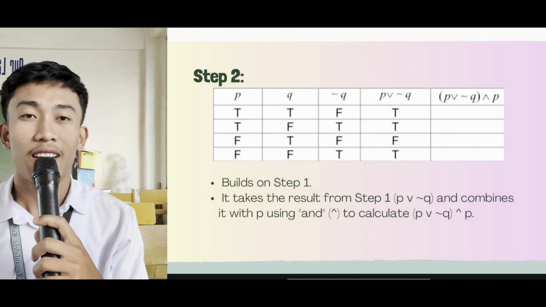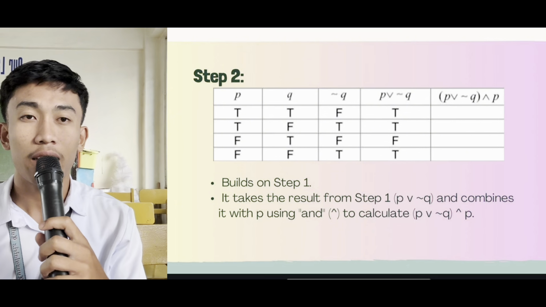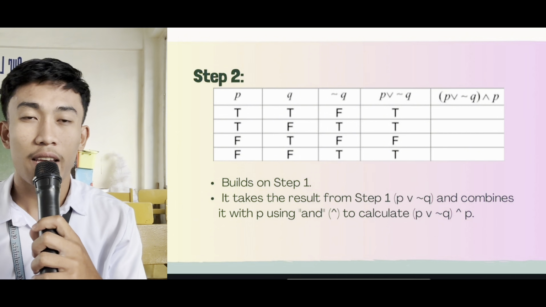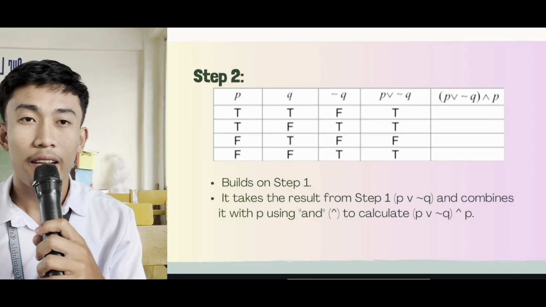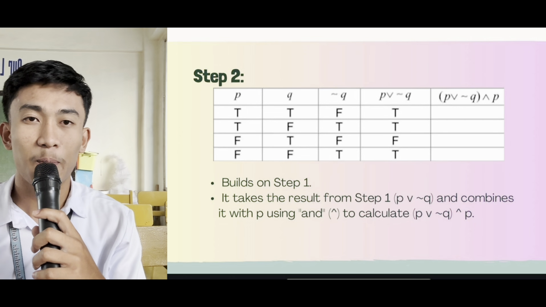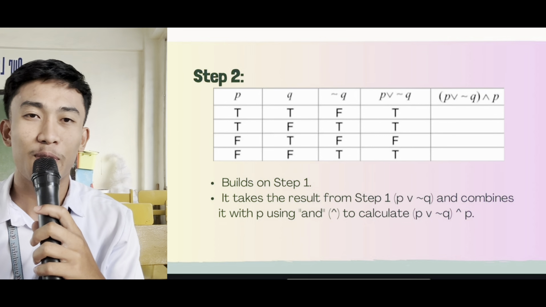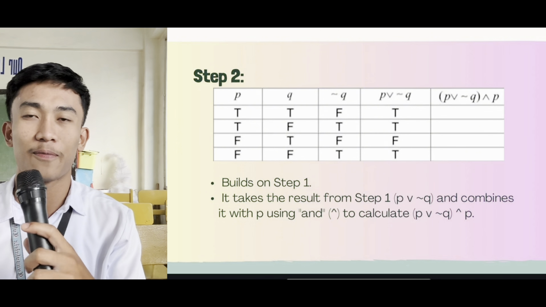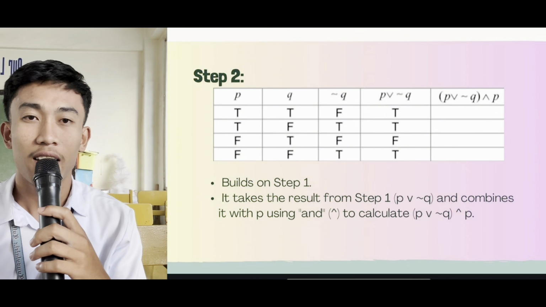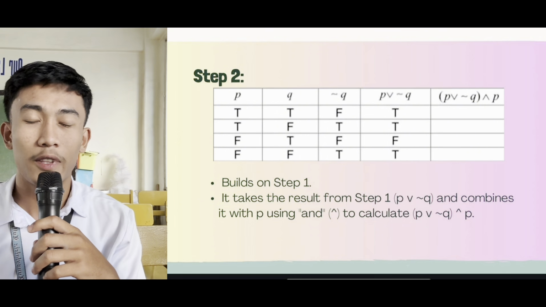Step 2. Calculate P or not Q. This is true if either P is true or not Q is true, or both. It is only false when both P and Q are false. These steps help us understand how logical expressions change depending on the truth values of their components.